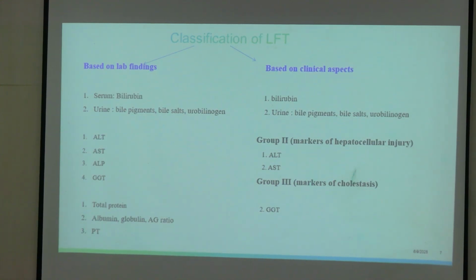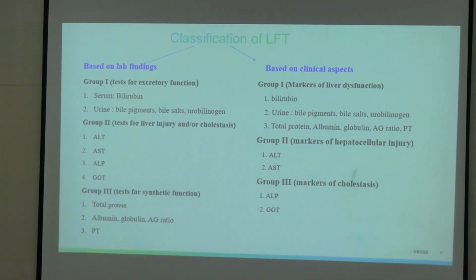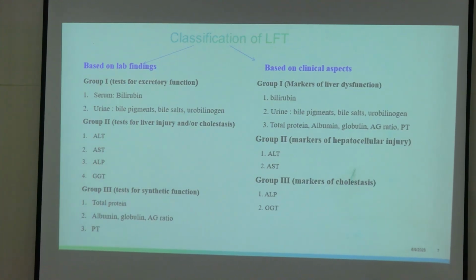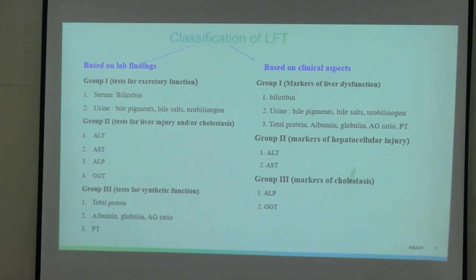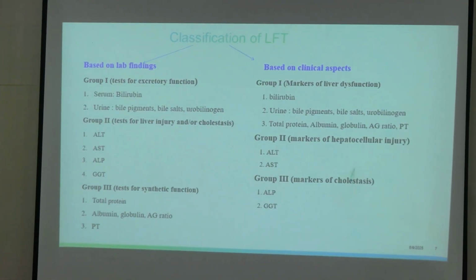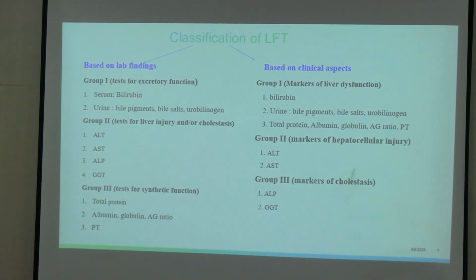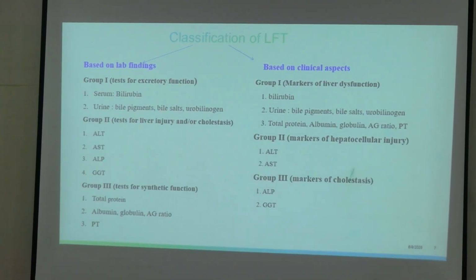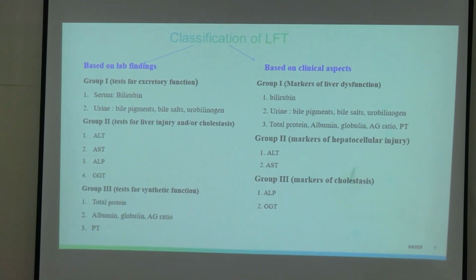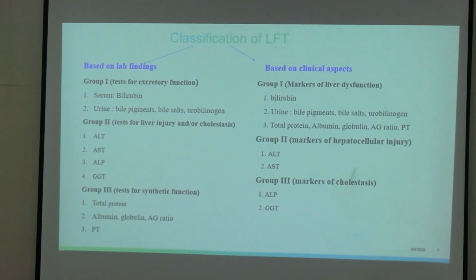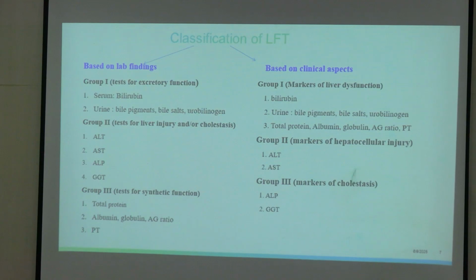For example, based on lab findings, we have group 1, group 2, and group 3. Group 1 tests for excretory function. What are the things that it excretes? So according to that, we test for serum bilirubin. Even urine gets measured, assessed for bile pigments, bile salts, urobilinogen.